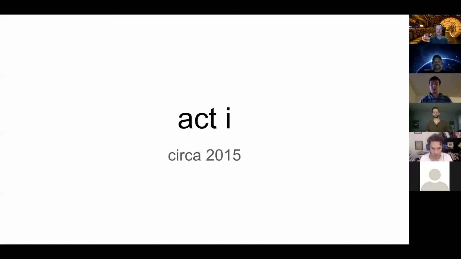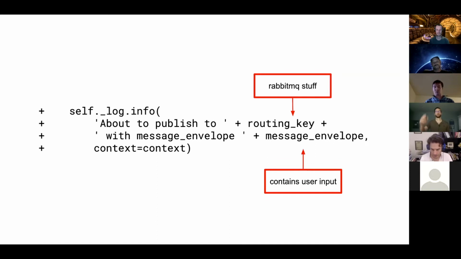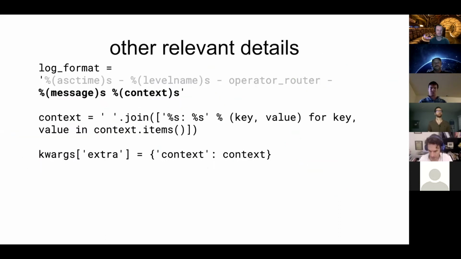So Act 1. Some preliminary information you'll need to understand the story. In 2015, somebody committed this logger call. Pretty uninteresting log statement here, about to publish something. This is RabbitMQ stuff: the address and then the envelope itself, just publishing an event, okay? This thing over here is a little dictionary of context keys, just some information. And we had this little wrapper around the Python logger. I'm gonna come back to that.